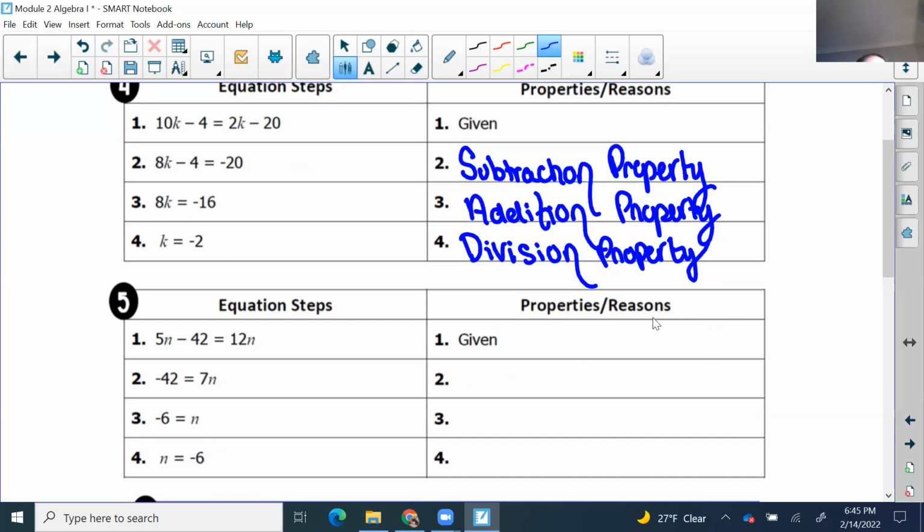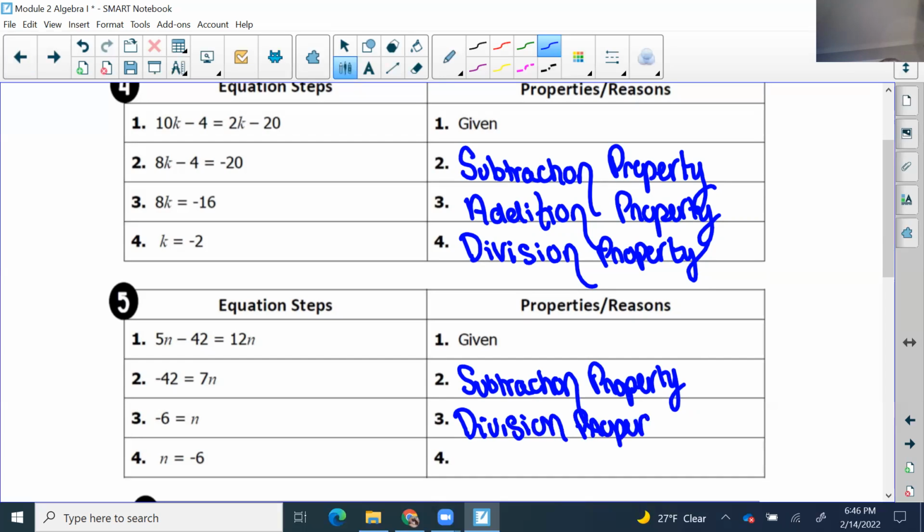Let's look at number 5 and then I'll leave you guys alone. I know I keep saying I'm going to stop and then I go again. So look what happened here. I ended up with just a -42 on the left and a 7n on the right. So what I did is, even though I'm subtracting and bringing it over to the right side, I'm still utilizing the subtraction property. Okay, and then I'm going to divide. So that's the division property.